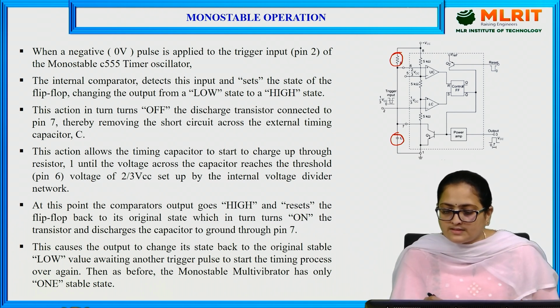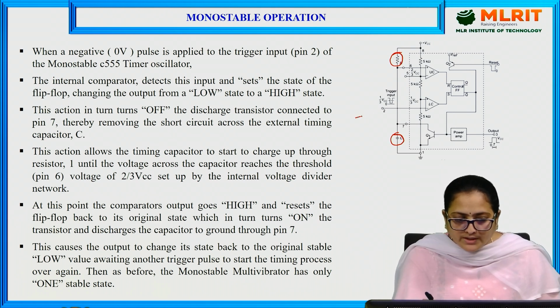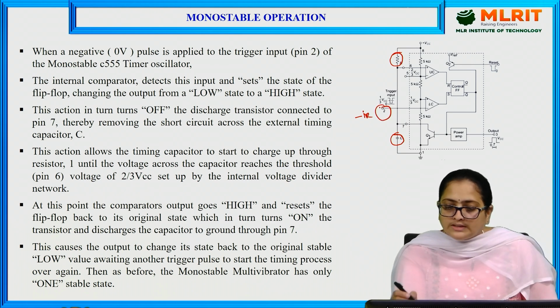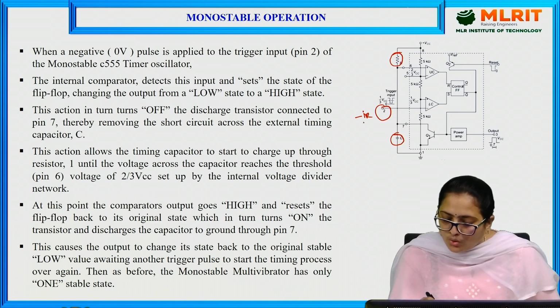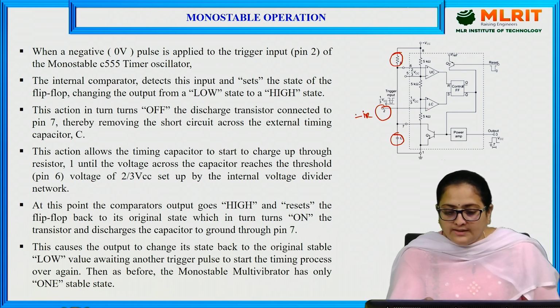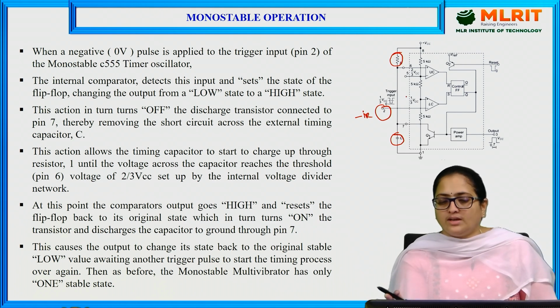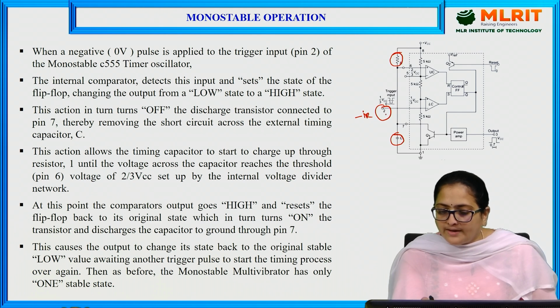Let us start from here. If the voltage at pin 2 is less than 1/3 VCC, that is, I am applying a negative pulse at the triggering point, the comparator sets the flip-flop. This circuit looks like a 555 timer except for this resistor and this capacitor. Let us assume the negative voltage has been applied at terminal 2.